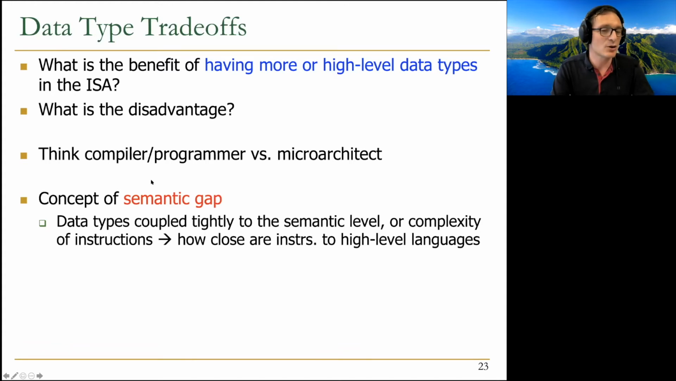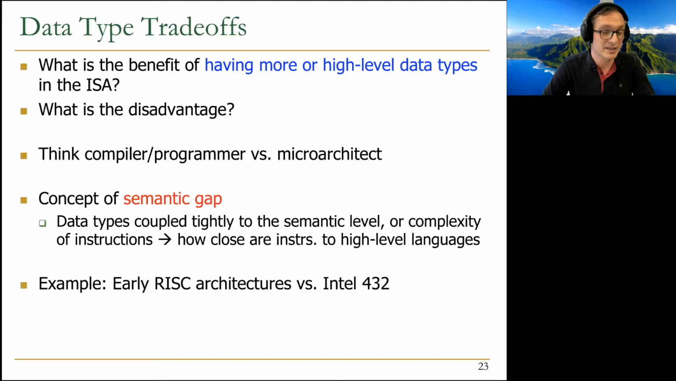And again, this is also another example of the concept of semantic gaps. Data types are coupled tightly to the semantic level or complexity of instructions. How close are instructions to high-level languages? If you're close, then you make life easier for the programmer. If you're far away, you make life harder for the programmer or the compiler.